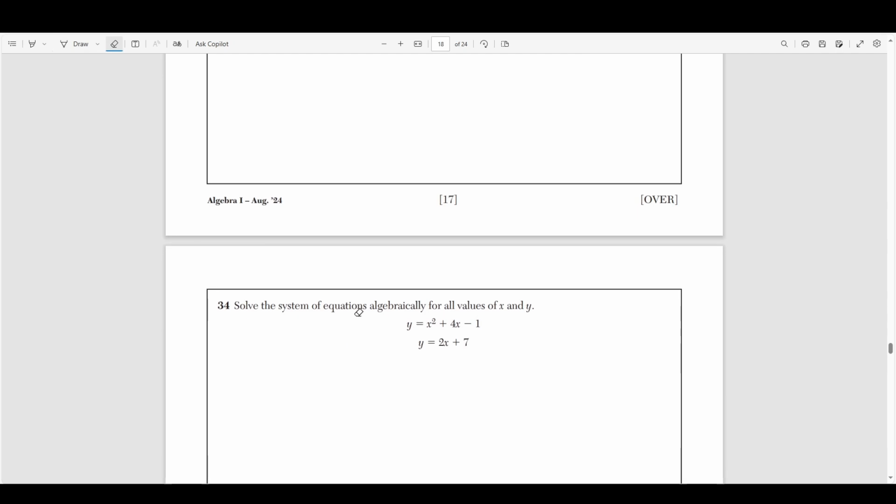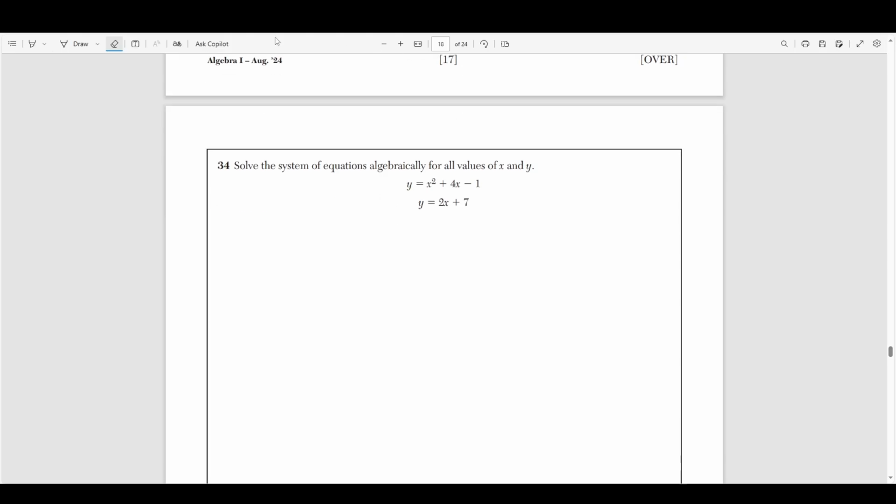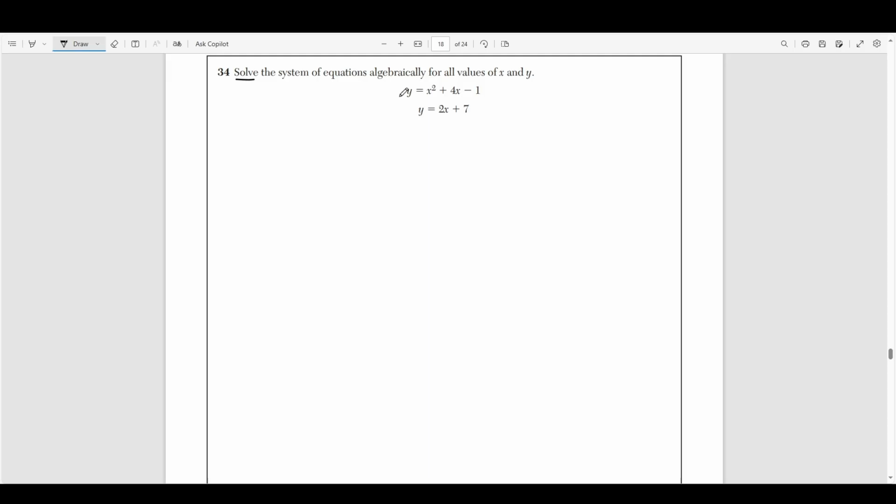So now, number 34 asks us to solve the system of equations algebraically for all values of x and y. In this case, we're going to look for the solutions that make both of these equations equal to one another. Both of these equations are already in terms of y. So if I want to look for the x and y values that make both of them true, I'm just going to have to set them equal to each other.